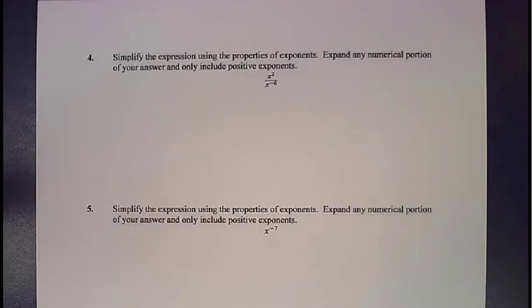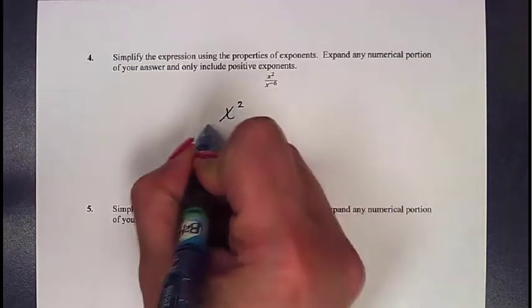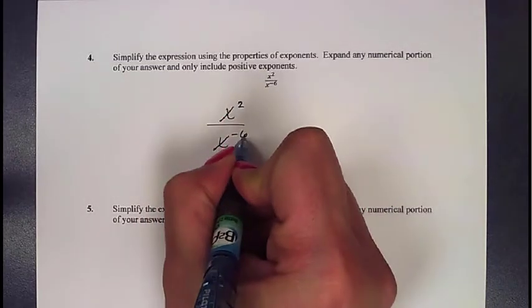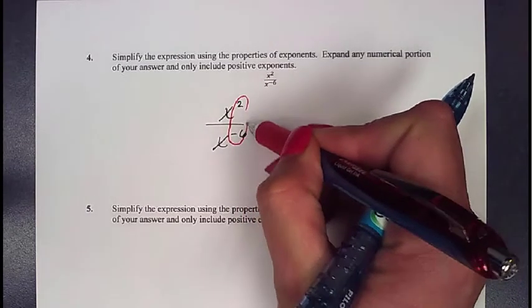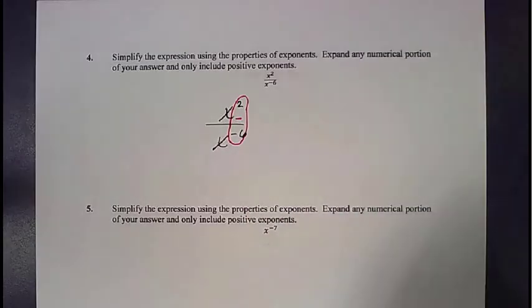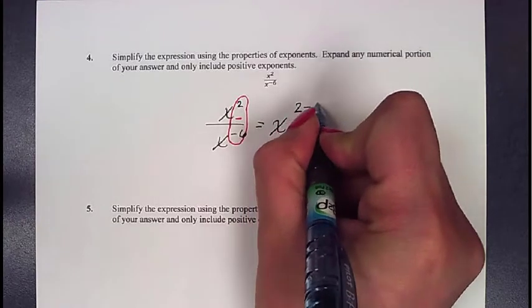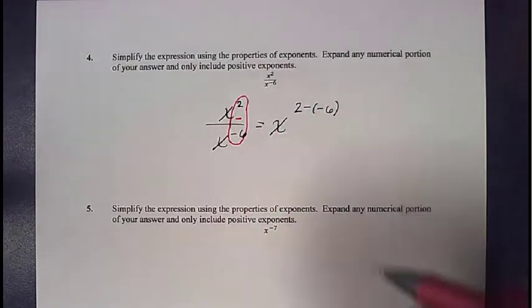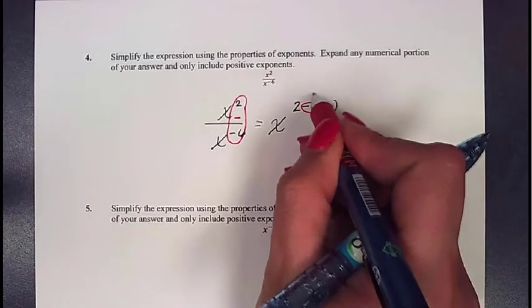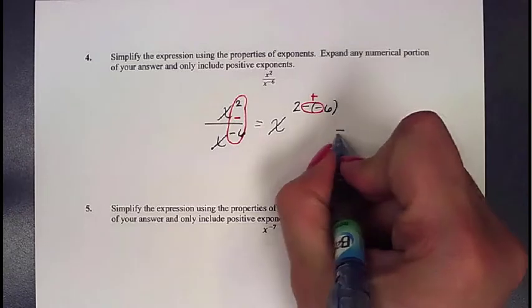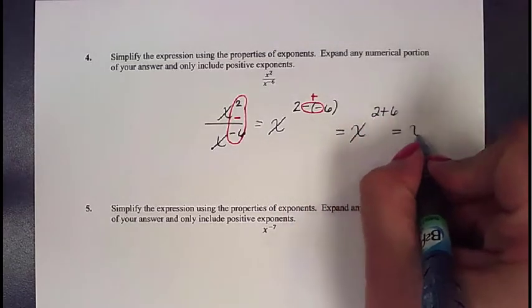So for our next problem, we're actually looking at our division rule. So we have x squared over x to the negative 6. Since we're dividing these, we are going to subtract. Again, this is one of the ones where you want to be very, very careful with your signs because you're actually doing 2 minus a negative 6. Well, if you think about your sign laws, 2 negatives make this a positive, so we're actually saying x to the 2 plus 6, and 2 plus 6 would give us x to the 8th.